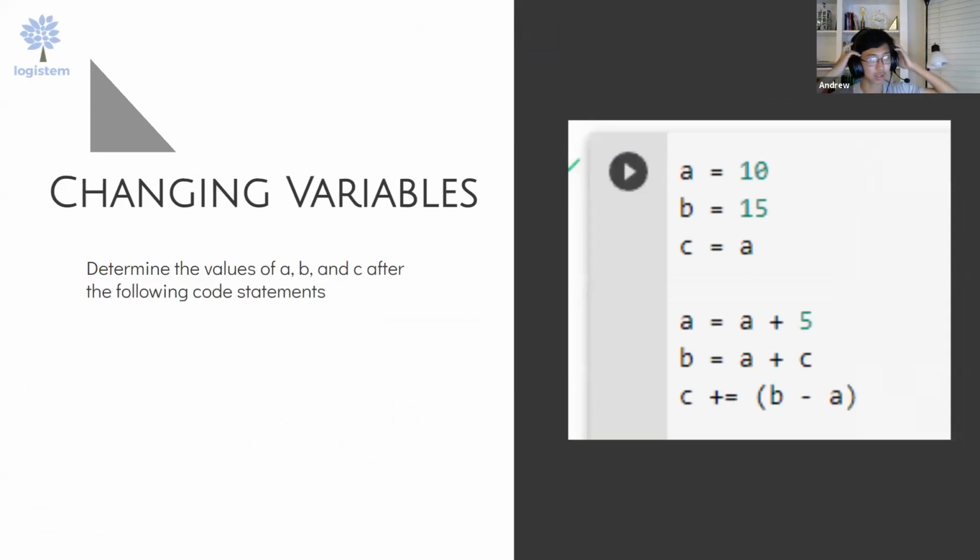So this is the last question. I'm sorry I'm keeping you for a little bit longer, but maybe just try this last one. In this case, A is 10, B is 15, C is equal to A. Make sure you think carefully, because you're assigning variables based off of other variables. So think pretty carefully about this one, and determine the values of A, B, and C after the following code statement.